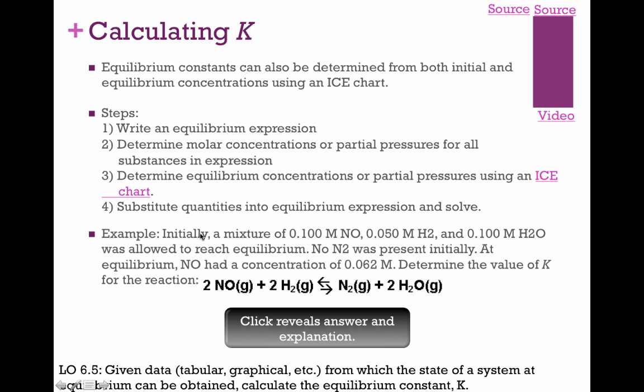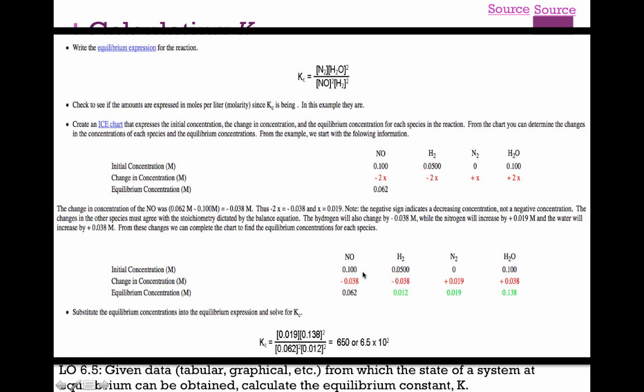So this says initially you have NO, H2, and H2O, no N2. So here's your equation. And then at equilibrium, they give you the NO concentration, and it says to determine K. So really, if we look at this ICE table down here, this helps us more. They use X's up here, but we already know what X is, because they gave us initial amounts for everything, and they gave us an equilibrium amount for NO.